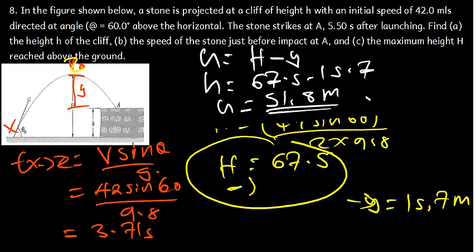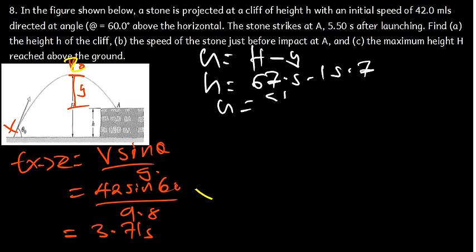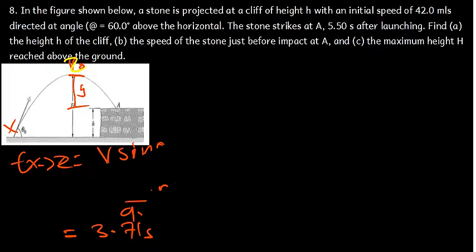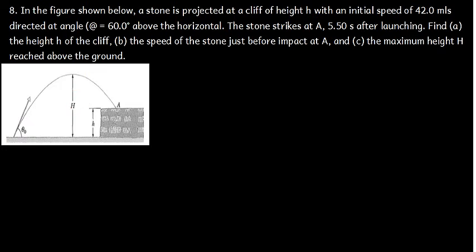Do you have questions? Okay, if you don't have questions, question B is asking for the speed of the stone just before the impact. This is what I was telling you. It's just a matter of us finding the Vx and Vy. That's all. Vx is always V cos theta. Then Vy we're going to find using that formula. So the Vx is going to be V cos theta, so the velocity is 42 cos 60.